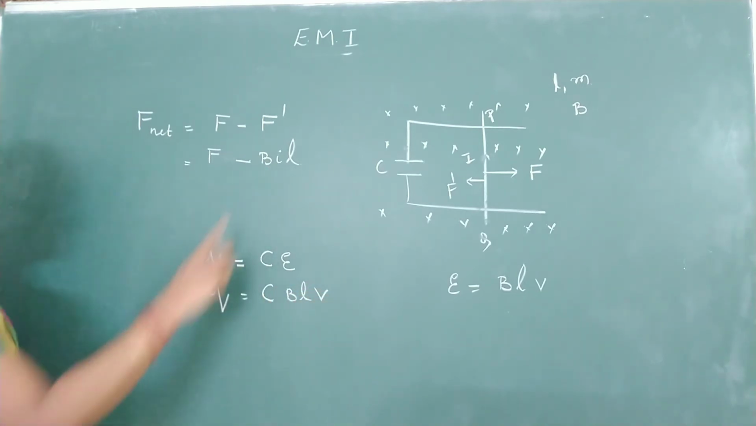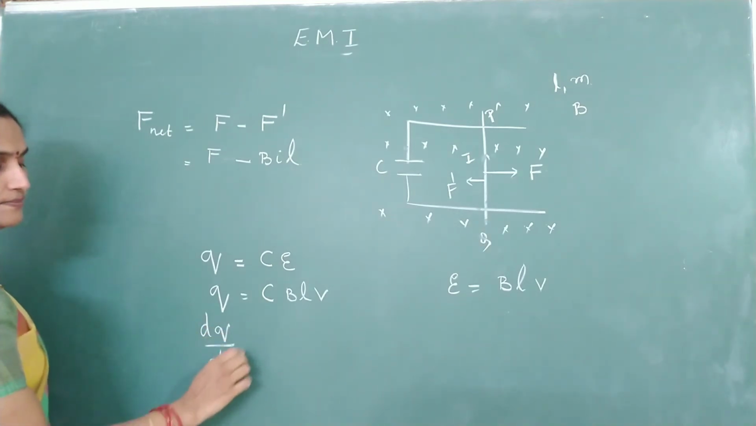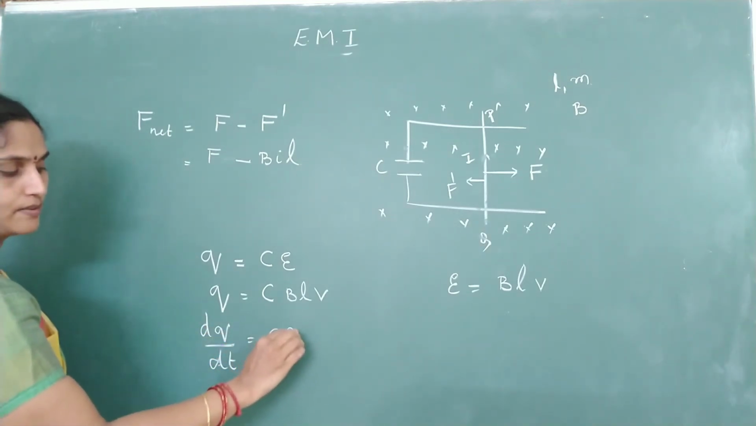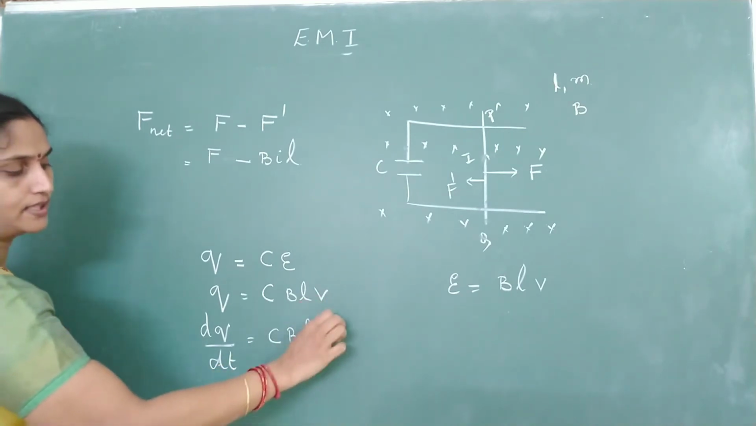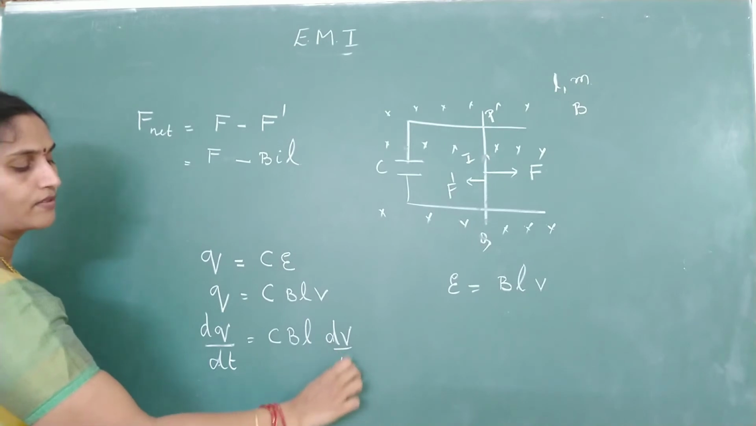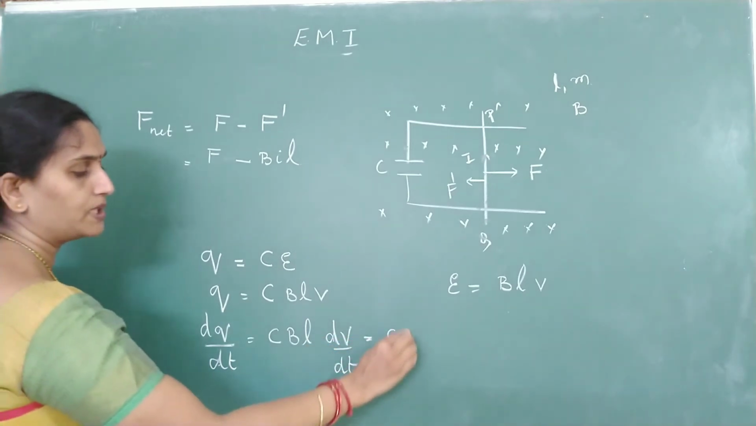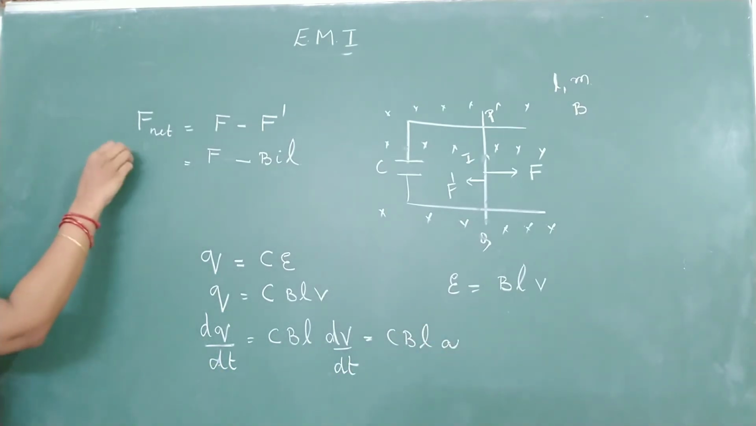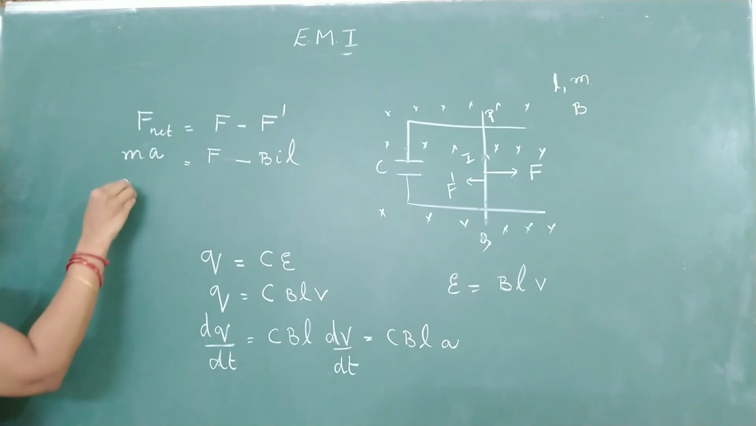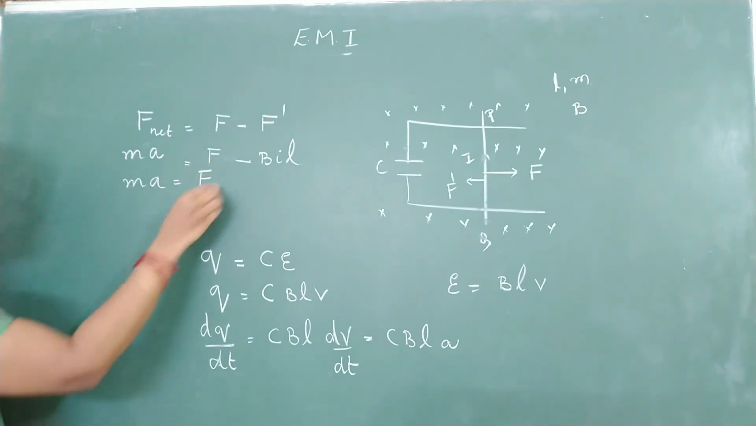But we need current, so differentiate this relation. dq by dt, with C constant. The magnetic field is constant, the length is also constant, leaving dv by dt. Will dv by dt give me the acceleration? So this relation becomes B C L into a. Come back to Newton's law: M into A. The force is constant; this is your applied force.